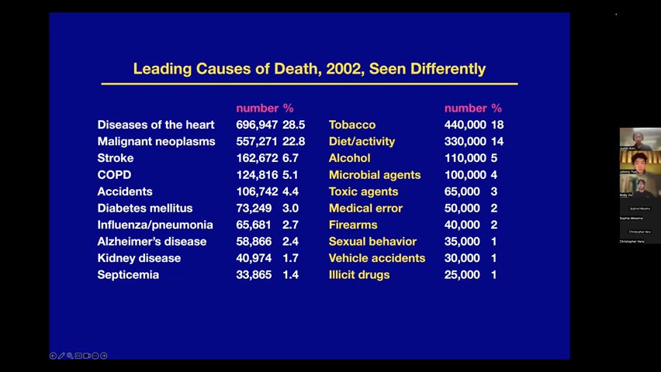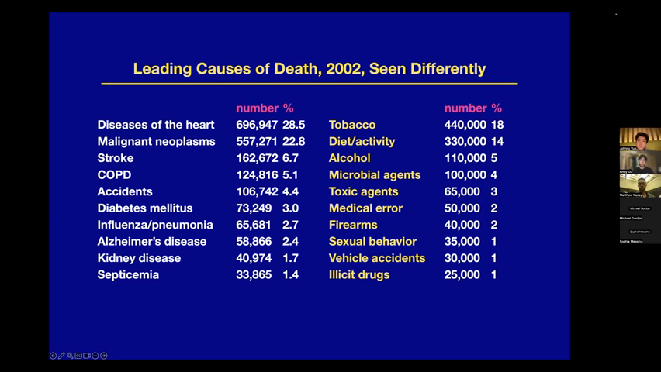And toxic agents include occupational exposures, environmental pollutants, food contamination, and exposure to commercial products. And this cause is likely to rise due to global warming and environmental degradation. And in fact, with the opioid epidemic, the count for illicit drugs has increased hugely. So in 2002, we had 25,000 deaths a year from illicit drugs. I think we have 4 times that count now, 20 years later.